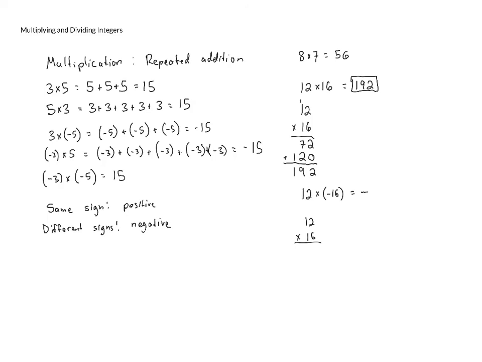Now, I'm not going to go through this process because we just did it. We knew that we got 192. So in this case, our answer will be negative 192. And lastly, if we had negative 12 times negative 16, we know that a negative times a negative is a positive, and so in this case, it would be positive 192.